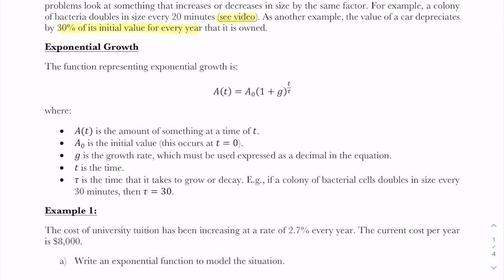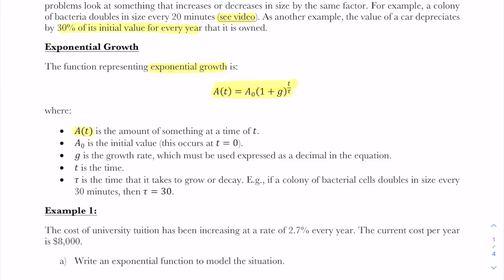Let's start this lesson off with exponential growth. Below is the general equation representing exponential growth. Let's go over what each of the different variables represent. First of all, A of t, this is meant to represent the amount of something at time t. So in this case, A is the dependent variable, the amount, and t is the time, which is the independent variable.